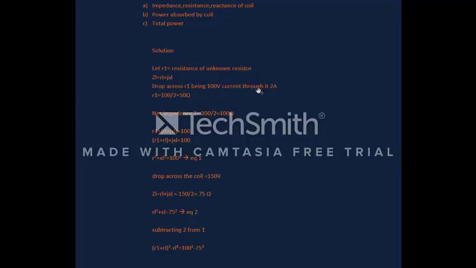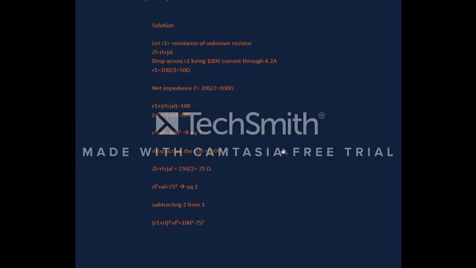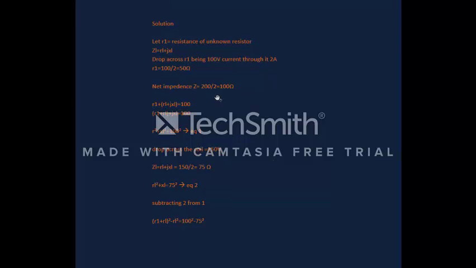Let R1 be the resistance of the unknown resistor. ZL is equal to RL plus jXL. The drop across R1 being 100 volts and current through it 2 ampere, R1 is equal to 100 by 2, which is 50 ohms. Net impedance Z is equal to 200 by 2, which is 100 ohms. So (R1 plus RL) square plus XL square is equal to 100 square. Let's take this as equation 1.